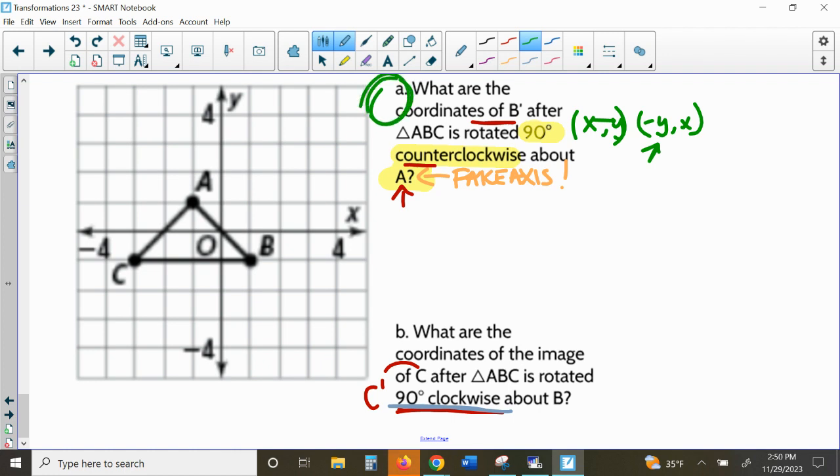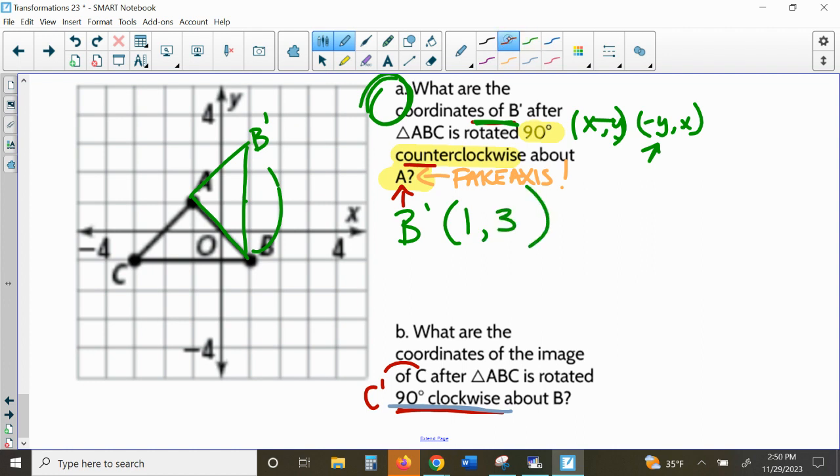So when we moved this one, he went right here, right? They wanted the coordinates of B prime. So if we went up here, this would be our B prime. So this is going to be at 1, 1, 2, 3. So the answer to our new B prime is at 1, comma 3.